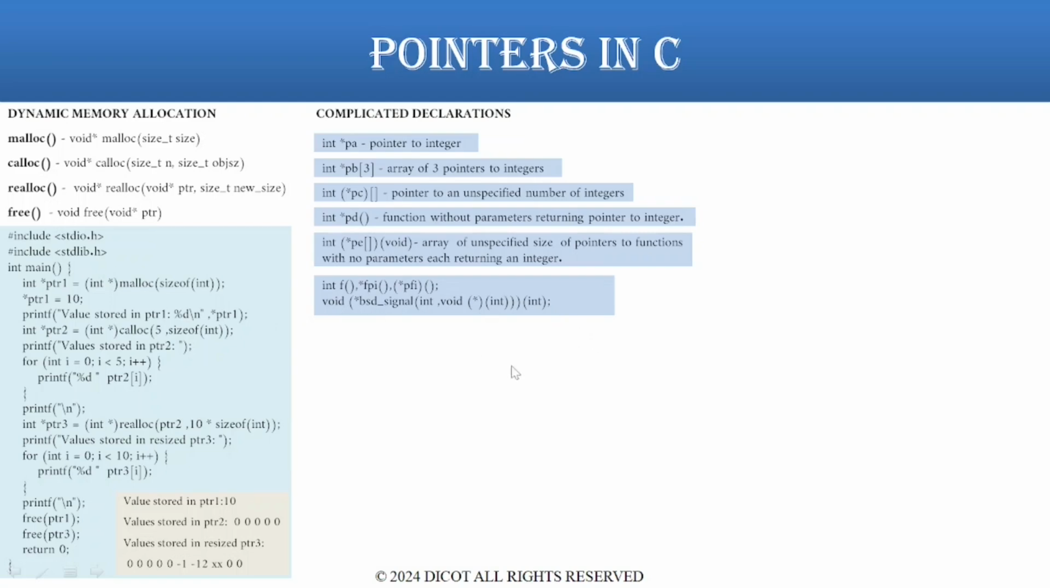Now, let's see some more definitions. Here fp is declared as a pointer to a function. Int is the return type of the function. And star fp indicates that fp is a pointer to a function.